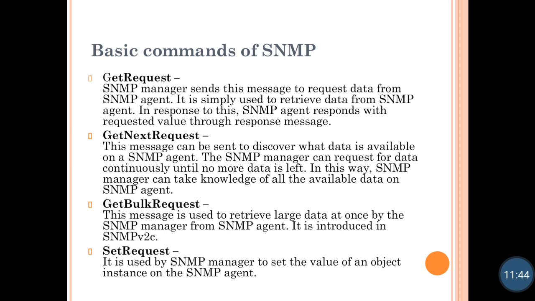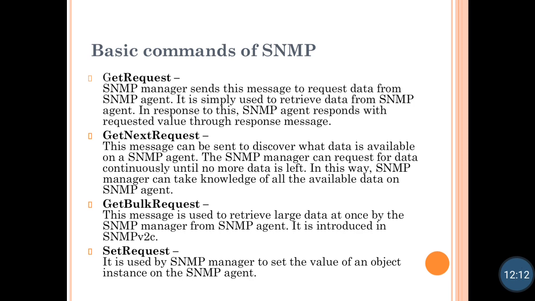So, the basic commands of SNMP. We have some commands in SNMP. First is get request. The SNMP manager sends this message to request data from the agent. It is simply used to retrieve data from the SNMP agent. In response to this get request command, the SNMP agent responds with the requested value through a response message.